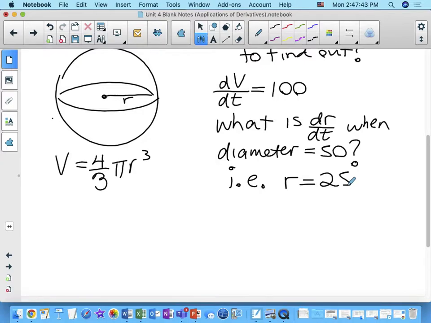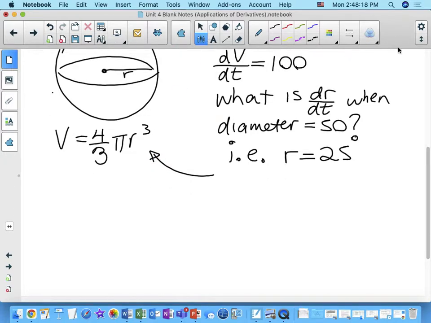Okay? So here's what we're going to do. We've got this equation connecting volume and radius. We are going to differentiate this with respect to time. We're not going to take dV by dr. This is like implicit differentiation: differentiate both sides with respect to time. So this is sort of step 3. Actually, maybe I'll just write it on a separate line.